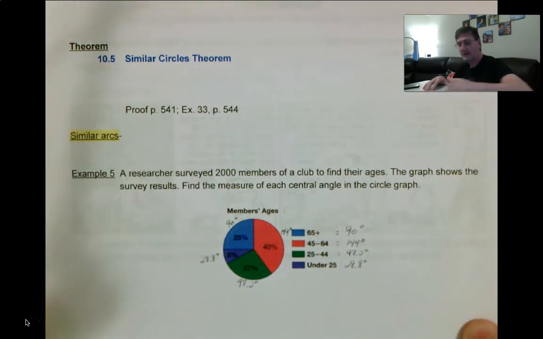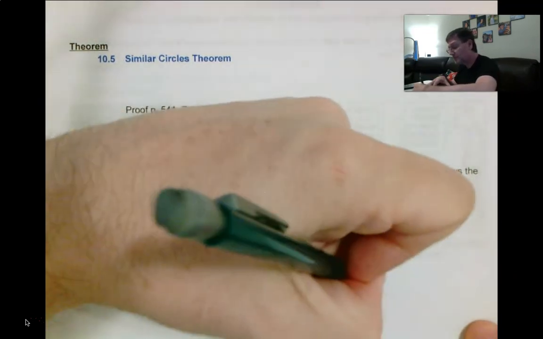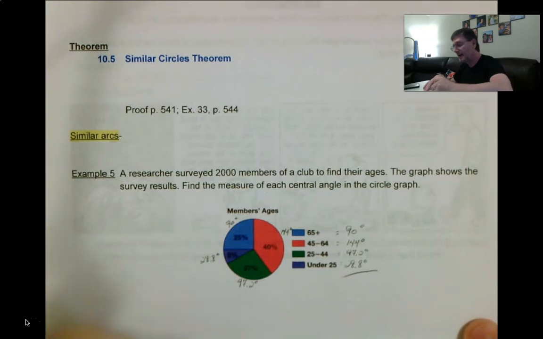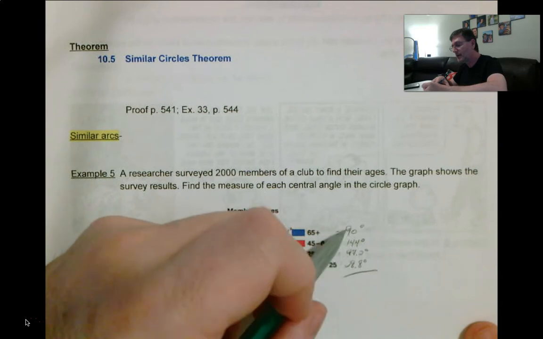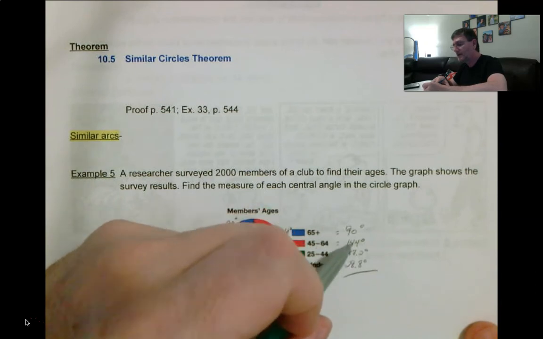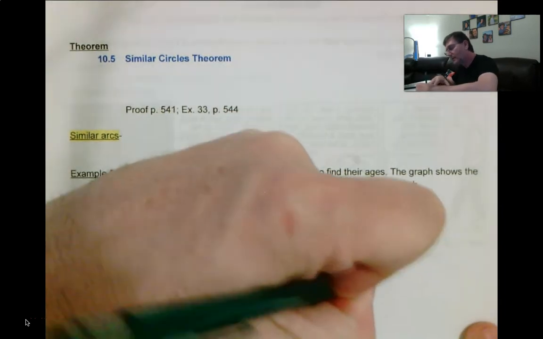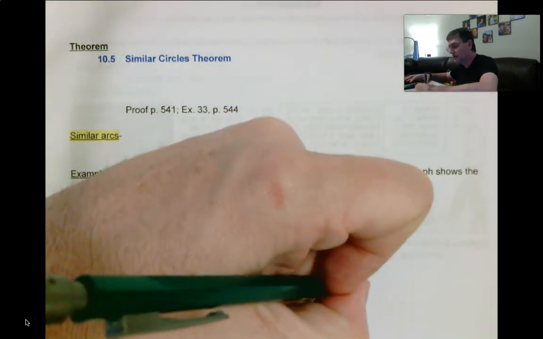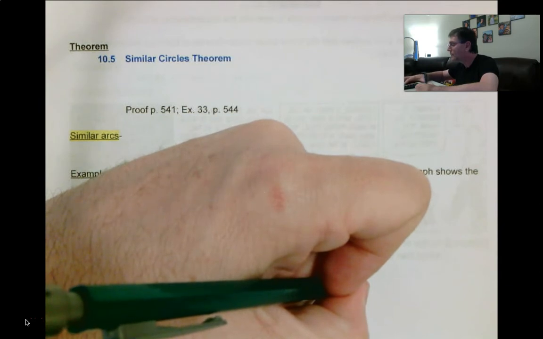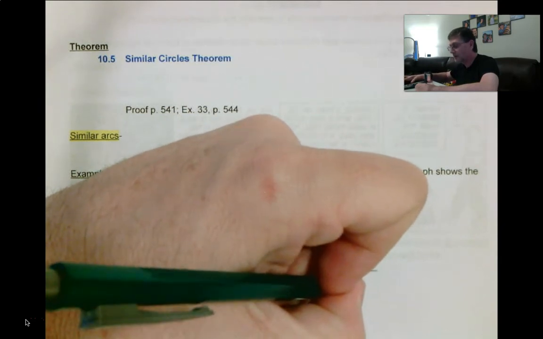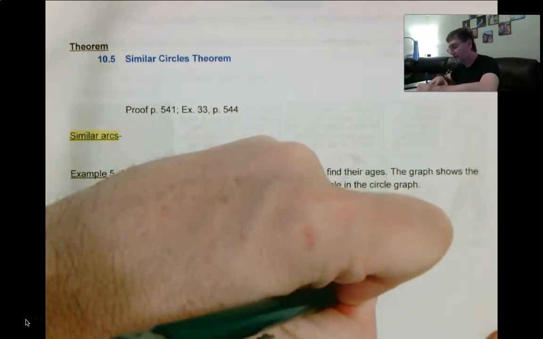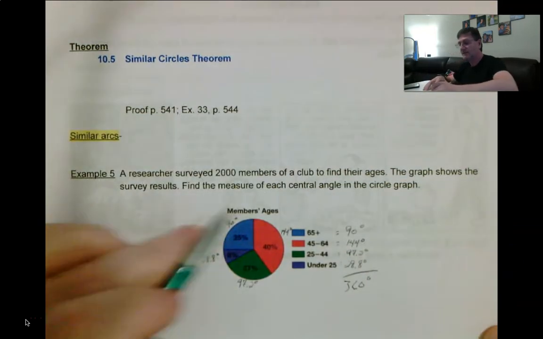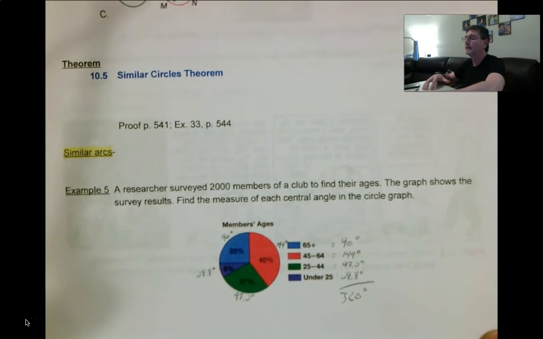28.8 degrees. And a simple check, and you don't have to do this, but a simple check is to add all of these up. That's going to be 90 plus 144 plus 97.2 plus 28.8 is 360 degrees, all the way around the circle. That was example 5.